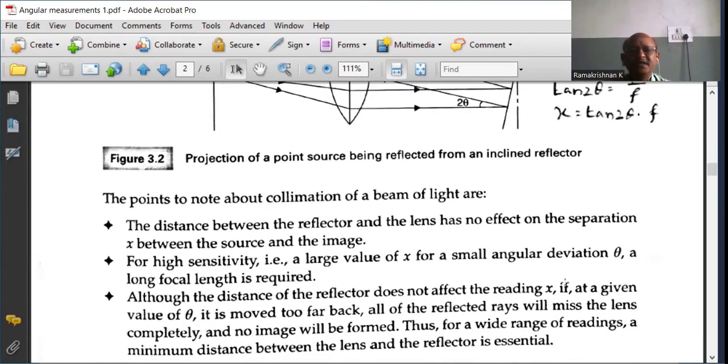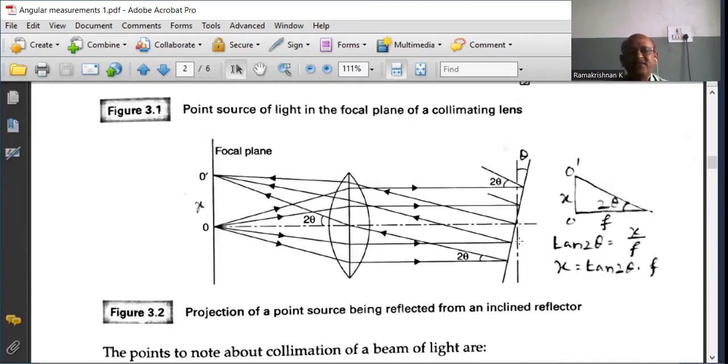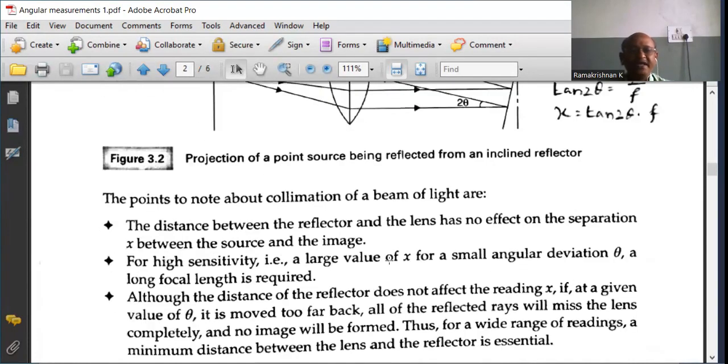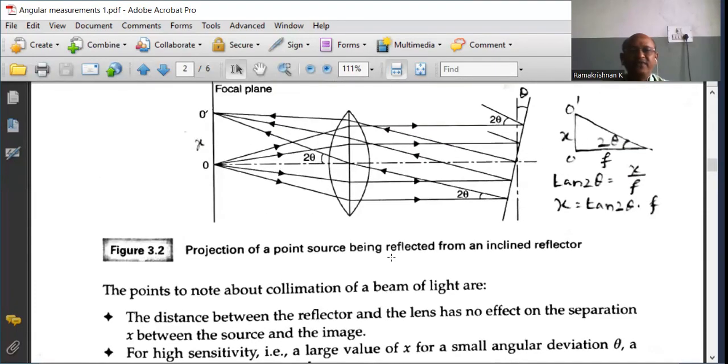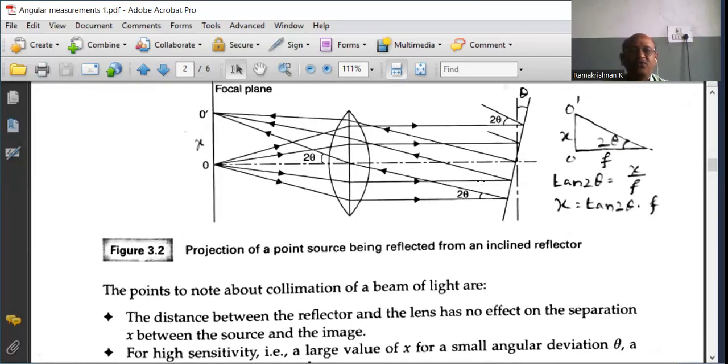Now, some important points to be noted in the autocollimator. First, the distance between the collimating lens and the reflector has no effect on the distance calculation x. Second, for high sensitivity, that is, a large value of x for a small deflection theta, a longer focal length is required.